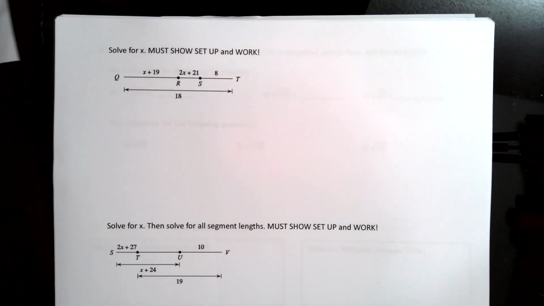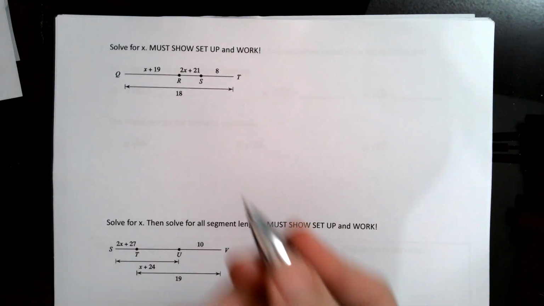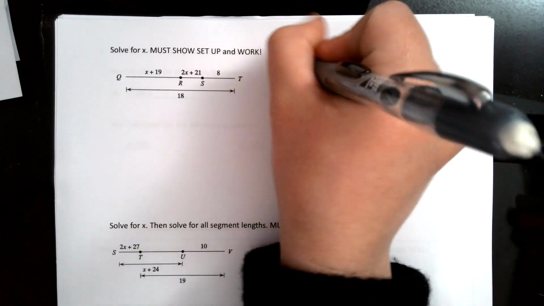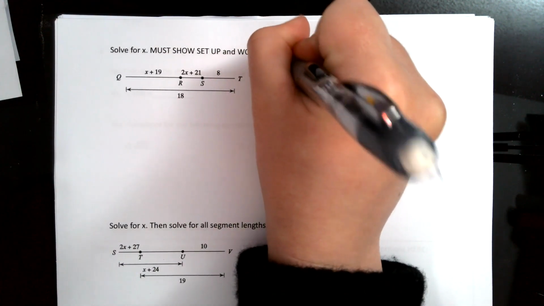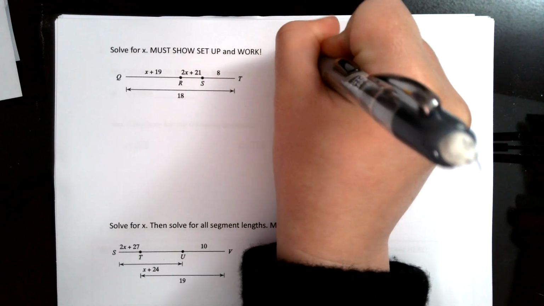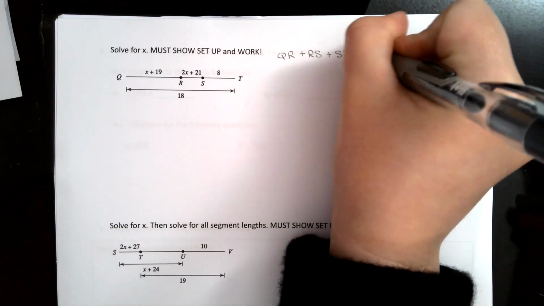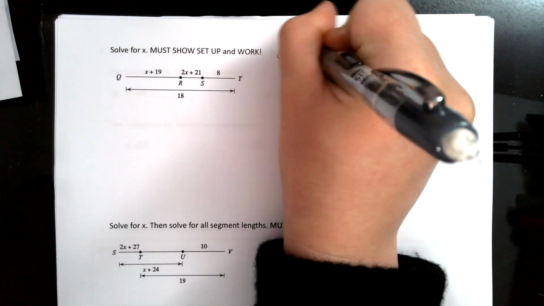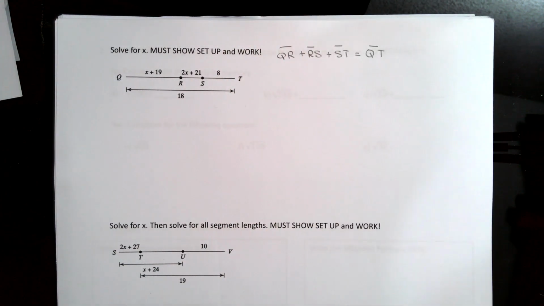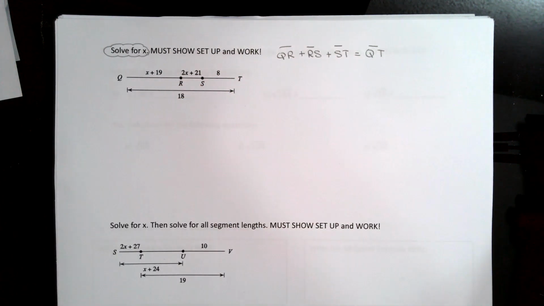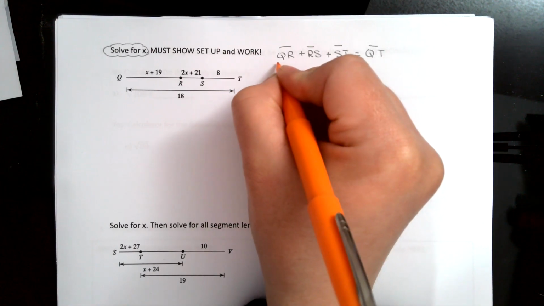Still staying with that segment addition postulate, we're going to again do those 3 steps. We got a couple more segments to write out. So we got QR plus RS plus ST is equal to QT. So that's our first setup. It is asking us to solve for x. I'm going to see if that's enough because we can do 5 total setups. I'm going to first check if this one is enough before I do more setups.